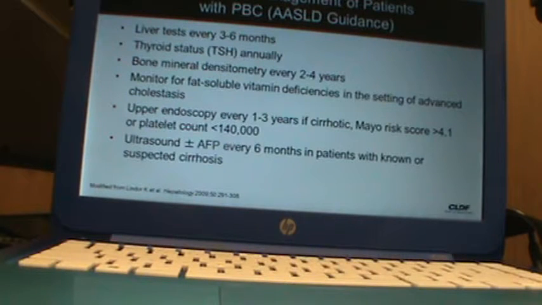If the patient develops cirrhosis, the patient would require endoscopy every 1 to 3 years. And if the patient has a significant lowering of the platelet count, endoscopy should be considered as well. Ultrasound plus or minus AFP should be done at least every 6 months in the patients who have established cirrhosis or are suspected of having cirrhosis to rule out HCC.